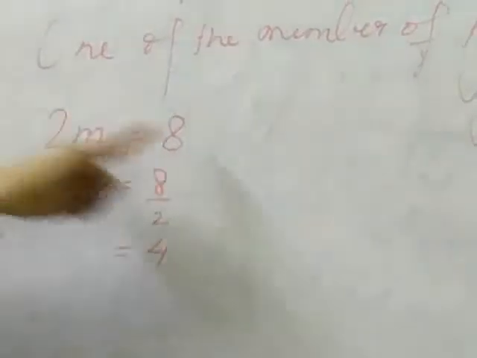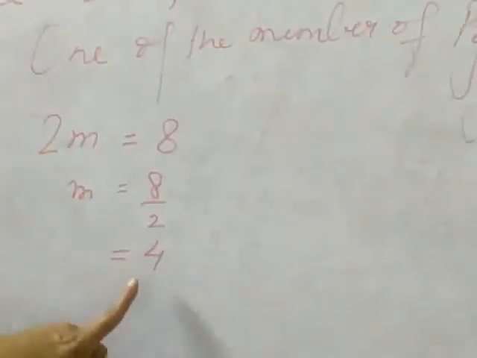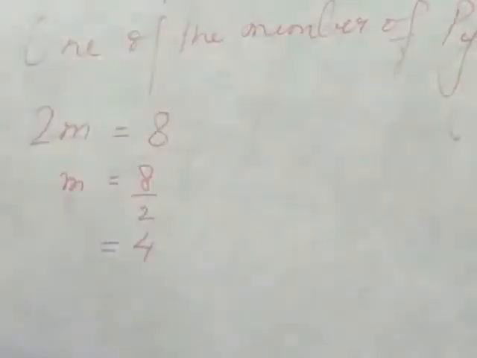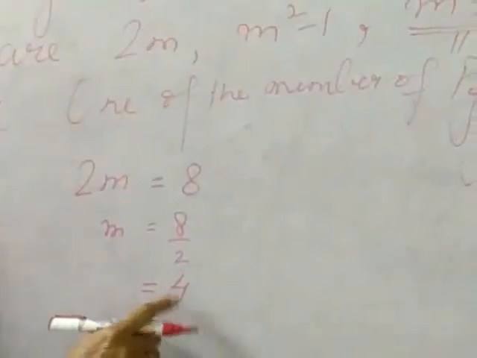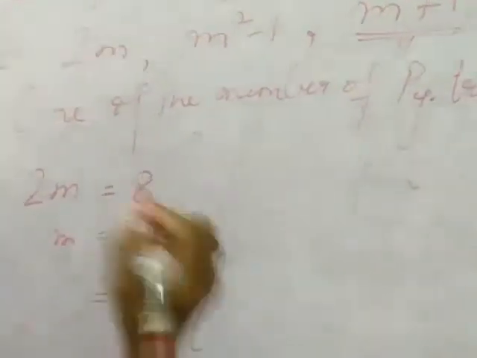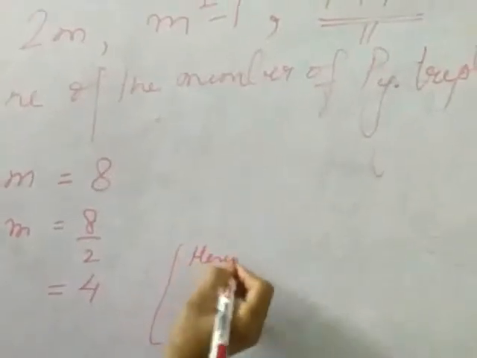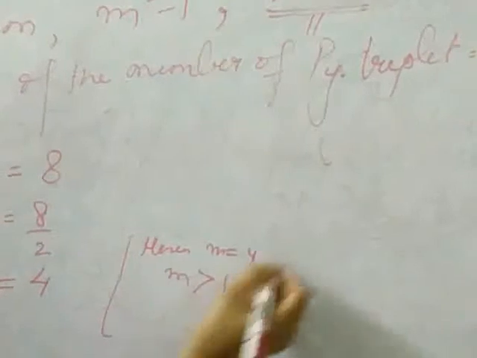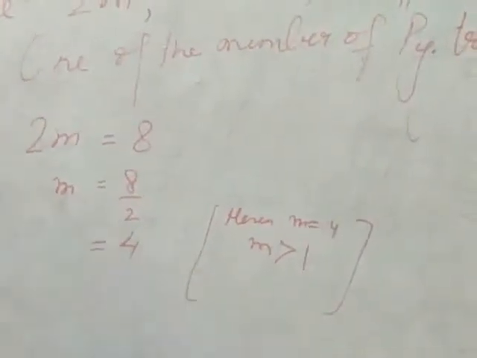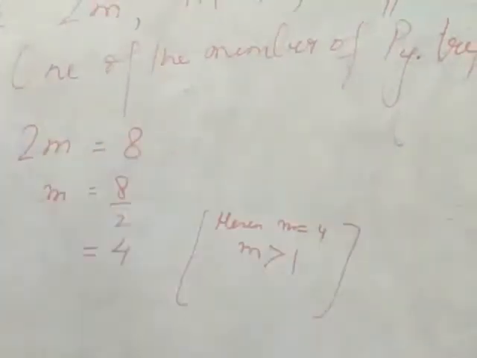In case we solve this and find out the value of m, what was m? What we have supposed? We have supposed that m is a natural number and it is greater than 1. Now is 4 a natural number and is it greater than 1? Yes. So you will be writing here m is equal to 4 and m is greater than 1. It means this is the value of m. It can be the value of m. It means one of my members was 8.